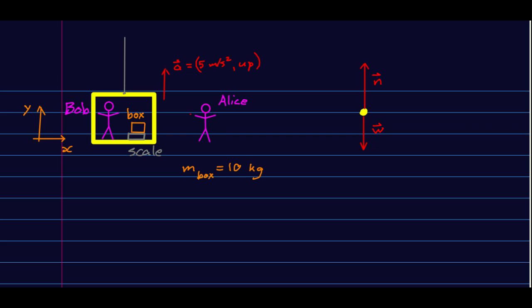Now, let's take Alice's point of view. As far as Alice is concerned, the box is accelerating upward, and so she would certainly expect that the net force points upward. And in fact, she could check that because she knows the weight of the box. It's about 100 newtons.